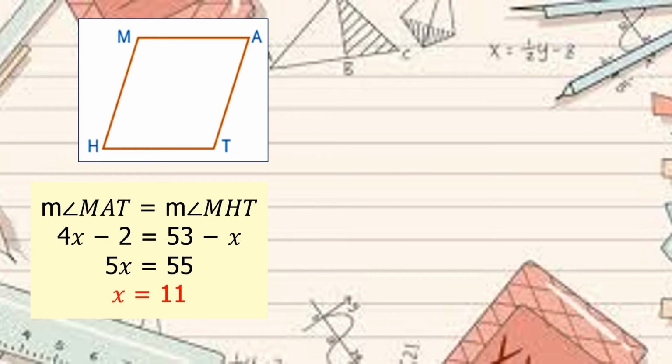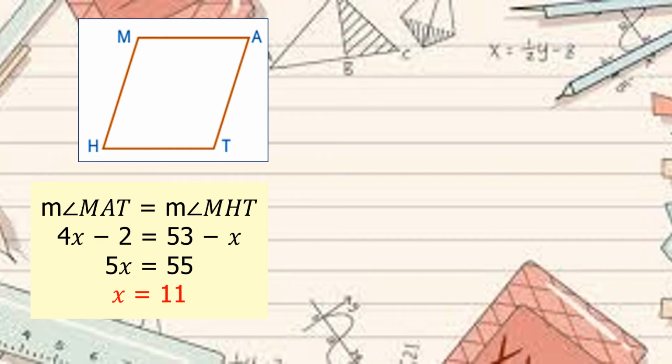Now, let's solve. Angle MAP or the angle A is equivalent to 4x minus 2. Tapos, si angle MHT or the angle H is equivalent to 53 minus x. Dahil nga sila opposite angles, meaning, pwede natin silang equate sa isa't isa. So, we have here 4x minus 2 is equal to 53 minus x.